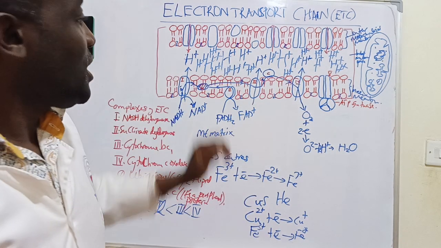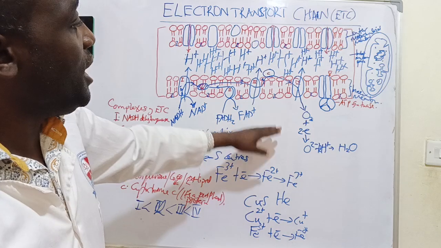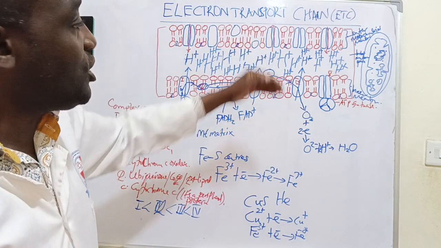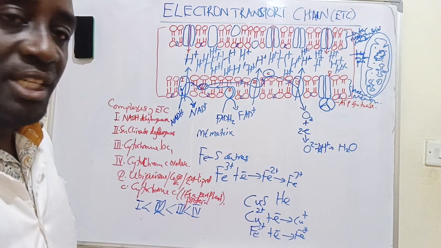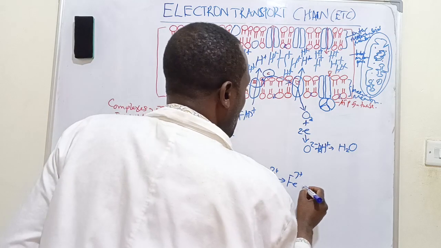Since these protons are taken from the matrix into the intermembrane space, there exists a gradient called the electrochemical gradient.